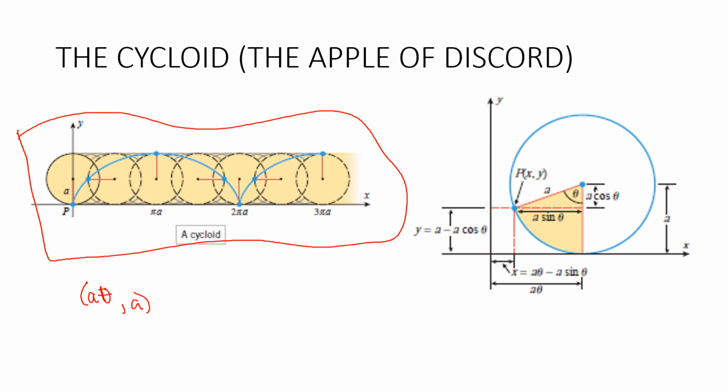So the coordinates of the point P would be: x must be equal to a theta minus a sine theta, and y is equal to a minus a cosine theta. So these are the equations of the cycloid in terms of the parameter theta.